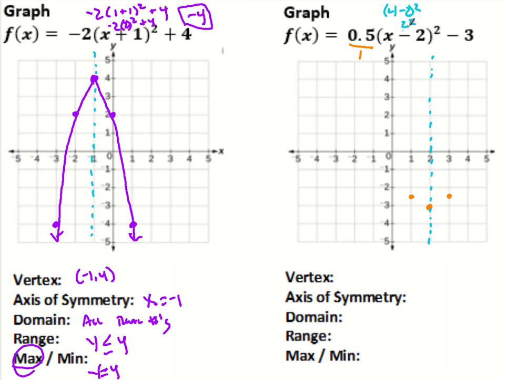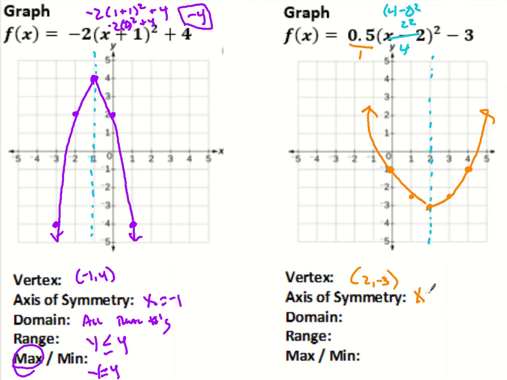So again, that's 2 squared, which is 4. Now I have to multiply 4 by 1/2, which is 2. 2 minus 3 is -1. So when x is 4, we're at -1, and I'm at 0, -1. There's your parabola.